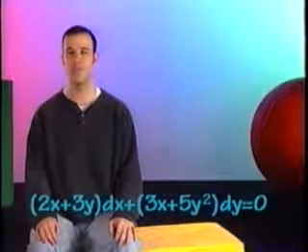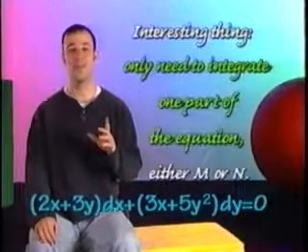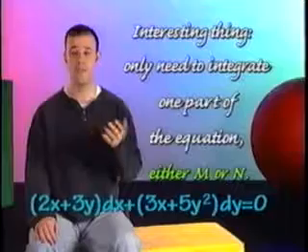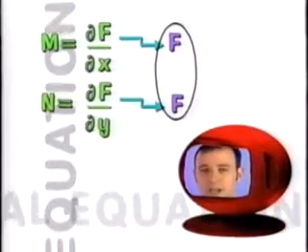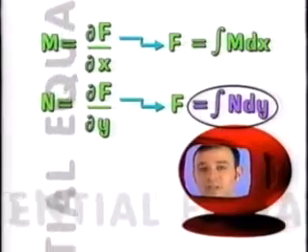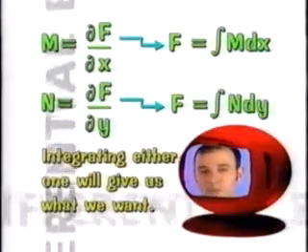The first step in solving the equation is to integrate. But here's the interesting thing. We only need to integrate one part of the equation, either m or n. Why? Well, think about it this way. Remember earlier we established that m equals the partial derivative of f with respect to x, and n equals the partial derivative of f with respect to y? Well, that means that the mystery function f equals both the integral of m with respect to x and the integral of n with respect to y. So, integrating either one will give us what we want.